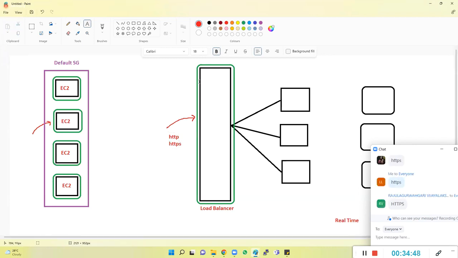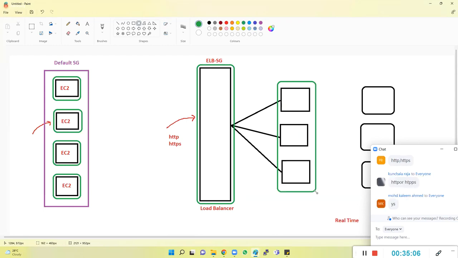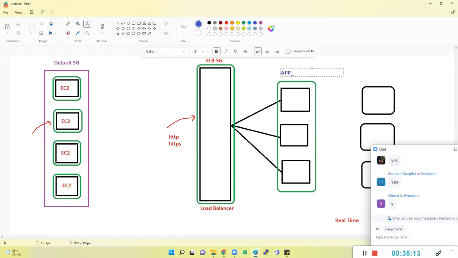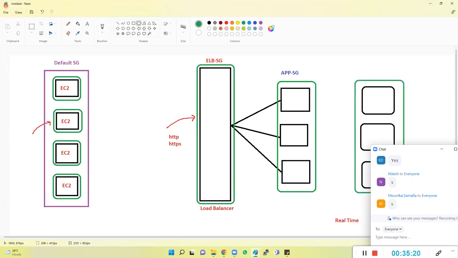So in this ELB SG, the load balancer security group, I will allow only HTTP and HTTPS. Can I create another security group separately for the application servers? See how secured I'm doing it. This is called app SG, the app security group. And for the database also, I'll create a separate one.